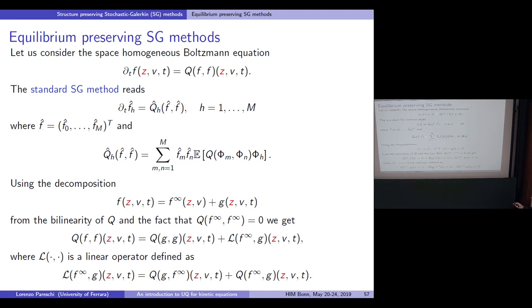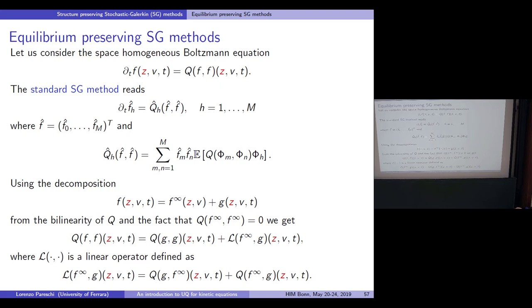We plug here, instead of f, the stochastic expansion, and then we project the equation back to the space of orthogonal polynomials. And that's exactly what you get. This is the projection, which in our case is the expectation in the random space.